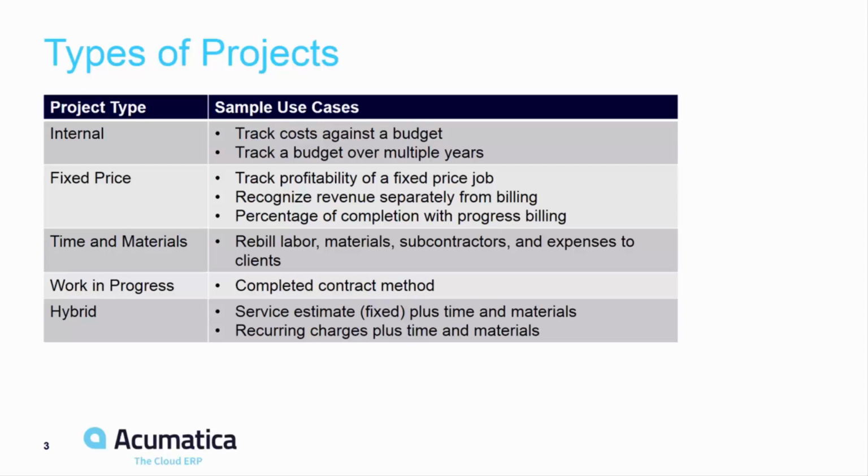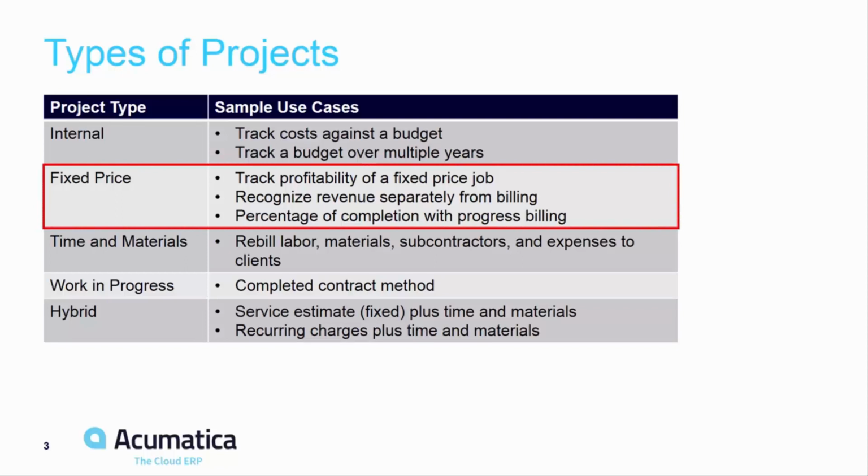In this video, we will demonstrate how a fixed price project can use the percentage of completion method for revenue recognition. This means that revenues are recognized when products are delivered or services are performed. The revenue recognition operates independently from billing.